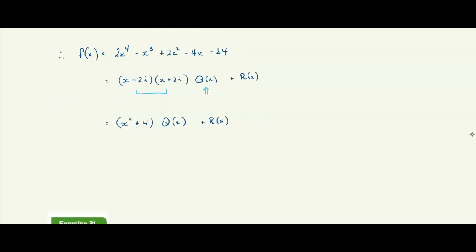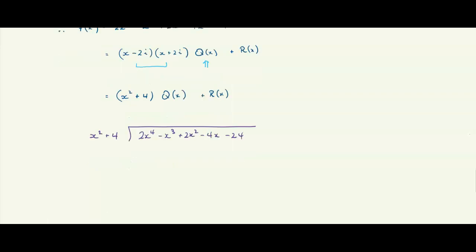Okay, so how do I get my q(x)? My divisor is a quadratic, so I can't use synthetic division. I'm going to have to go to long division, aren't I? Here we go. 2x to the power of 4 minus x cubed plus 2x squared minus 4x minus 24, divided by x squared plus 4.